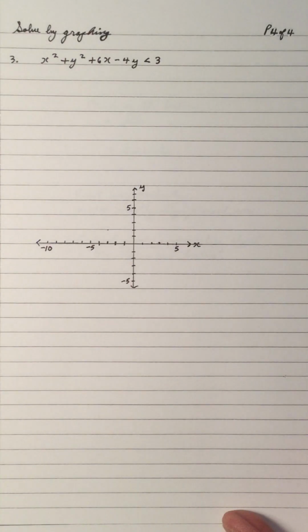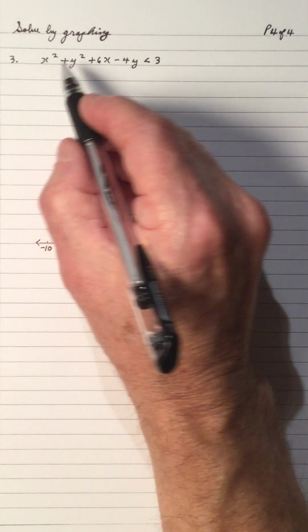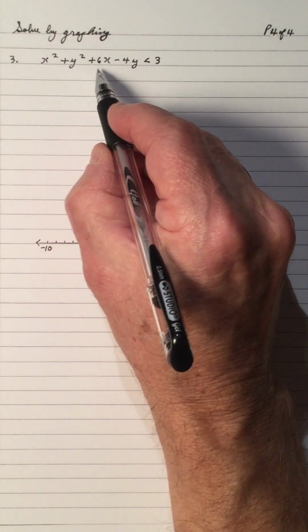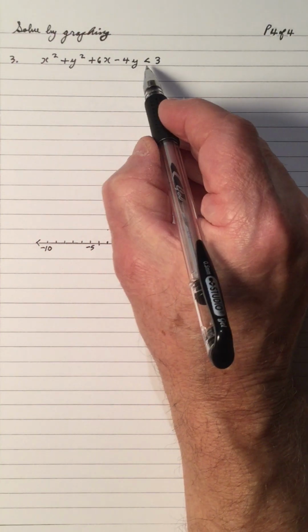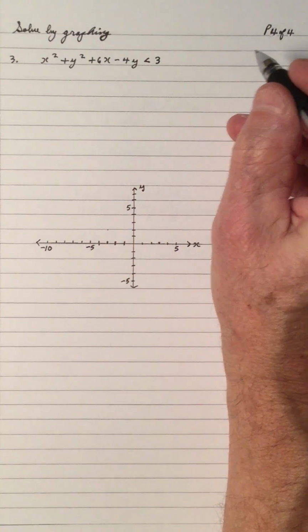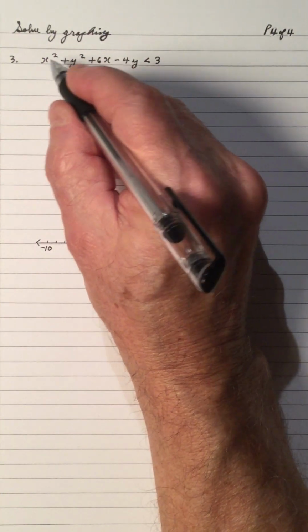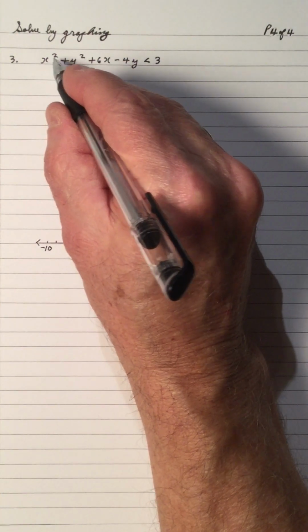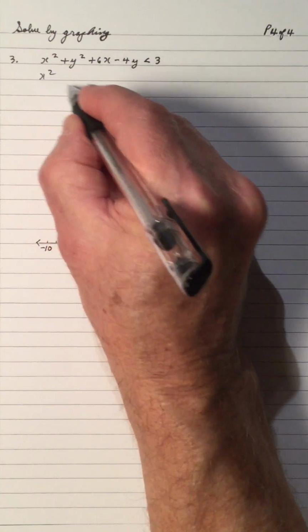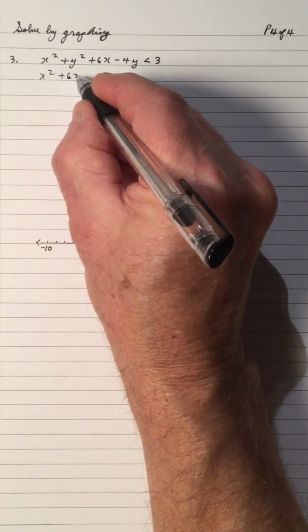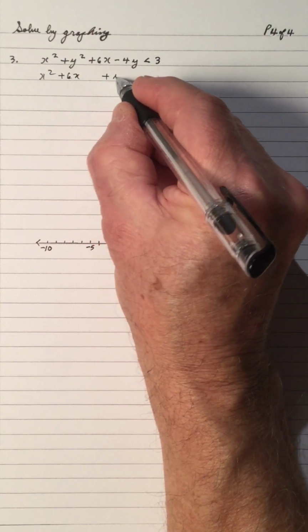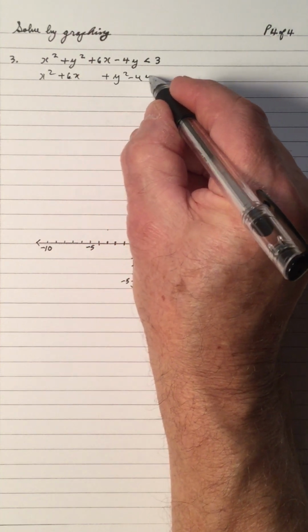And another one, just a different one. Again, look at this. We have x squared plus y squared plus 6x minus 4y is less than 3. Notice we have an x squared and y squared, so it's a quadratic. And we have x squared plus y squared, so that's the circle. So we group the x's to find the center. We group the y's, again, to find the center.